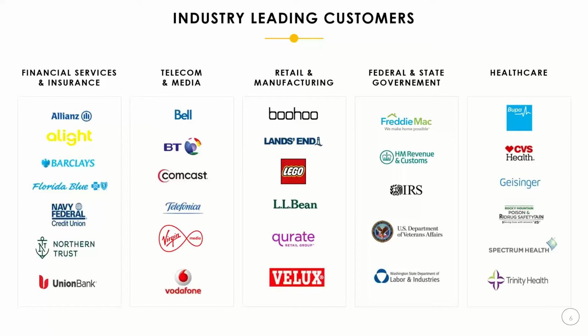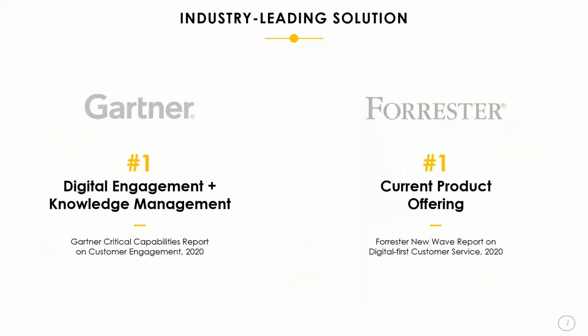So if we just move forward again. So I just wanted to give you a little bit of a mention of what other people think of us. In Gartner, we're #1 for digital engagement and knowledge management at the moment. We were #1 last year as well. We're #1 this year. And in the Forrester, we're the #1 current product offering for digital customer service. These are achievements, so they're a full recognition of that engagement hub platform that I talked about a second ago.